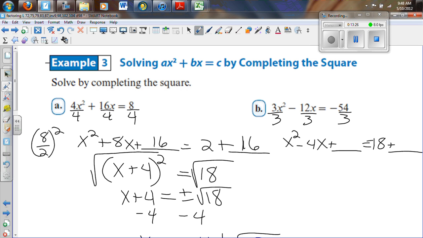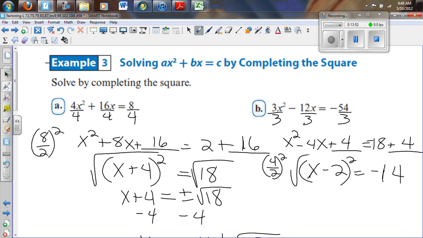We're going to take our 4 and divide it by 2 and square it. 4 divided by 2 is 2, and 2 squared is 4. So there's the 4 I'm going to add on to both sides. And so here I get (x minus 2) squared equals negative 14.